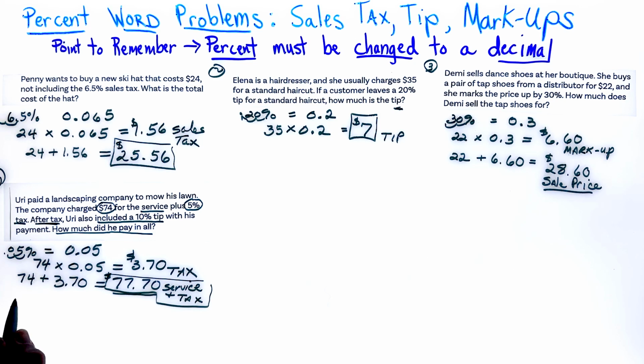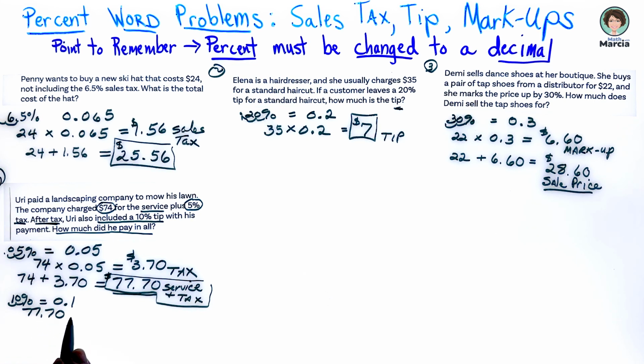So we're going to, again, 10%, move it over 2, it's 0.1, and we're going to multiply $77.70 times 0.1 to find out how much of a tip he's going to give. And when we do that, it is $7.77. And this is the tip.